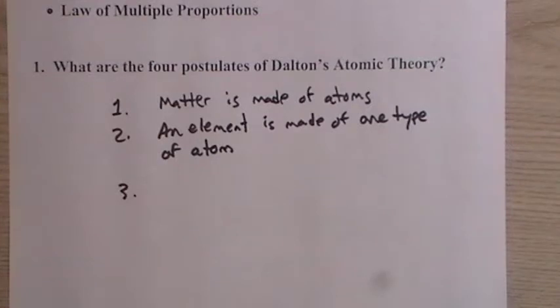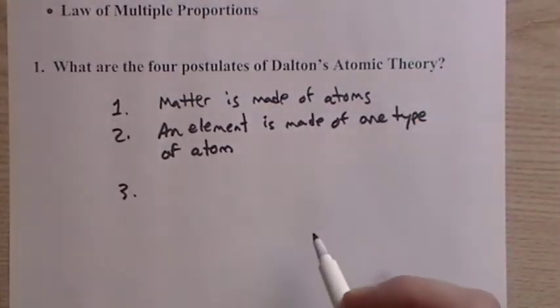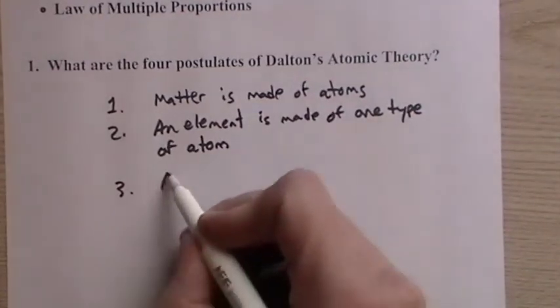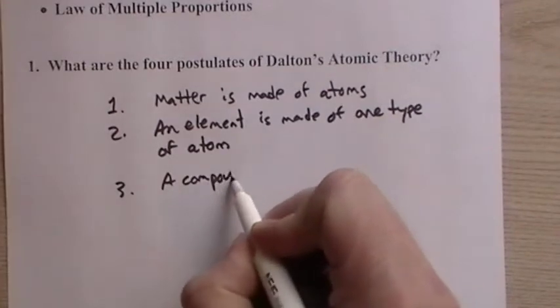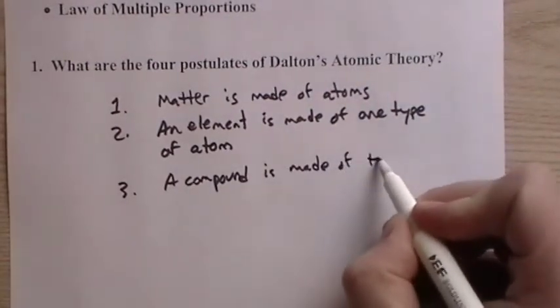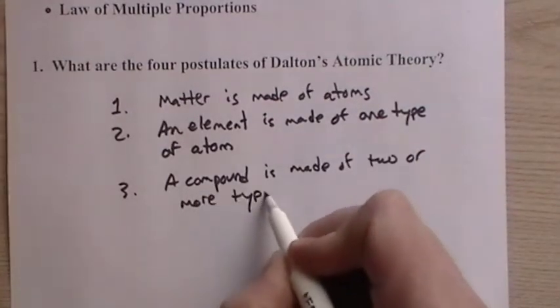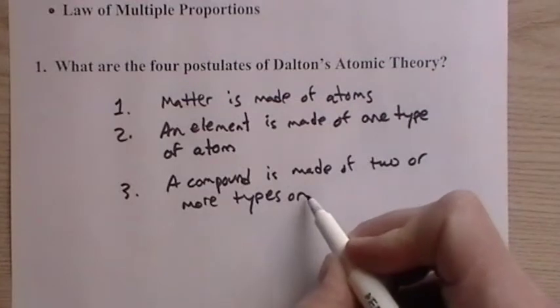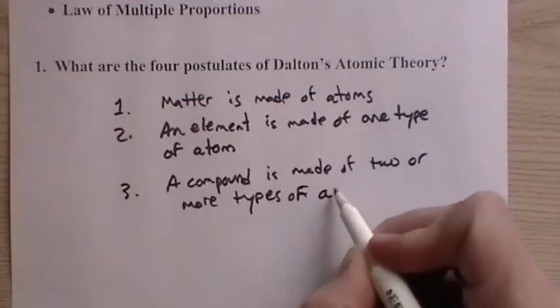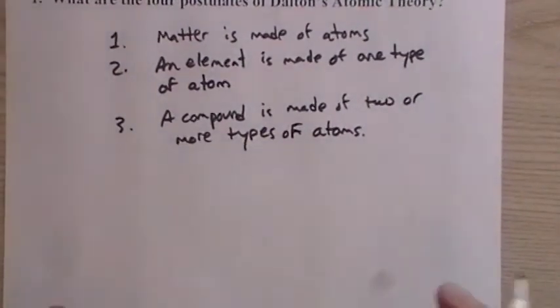An element is made up of one type of atom. We know that there are isotopes. Again, Dalton didn't know that. But basically, these postulates are true. A compound is made of 2 or more types of atom. And that's pretty much true. Nothing wrong with that idea.